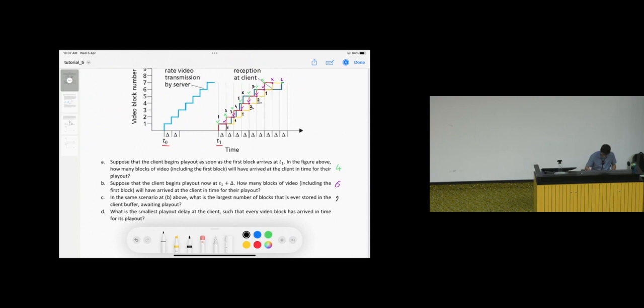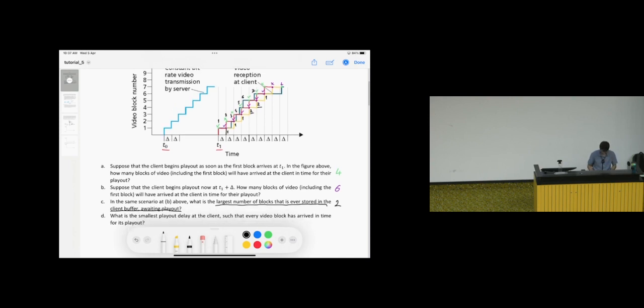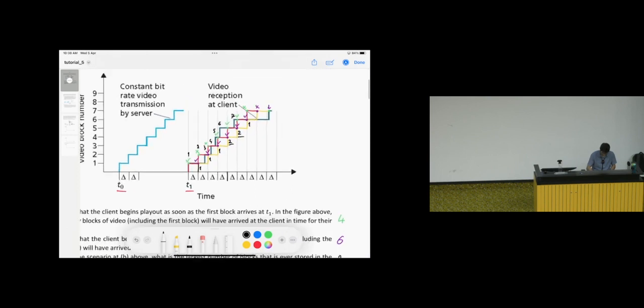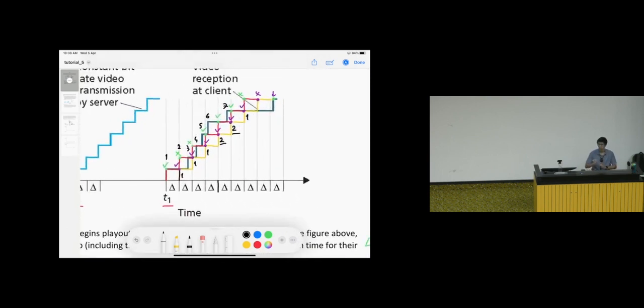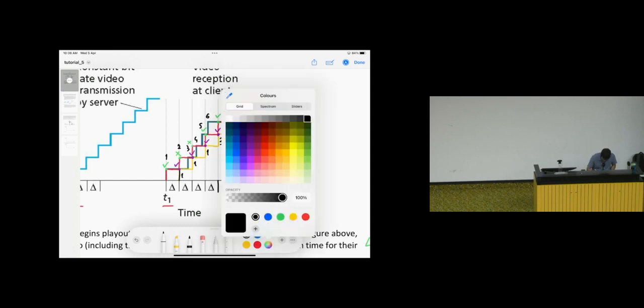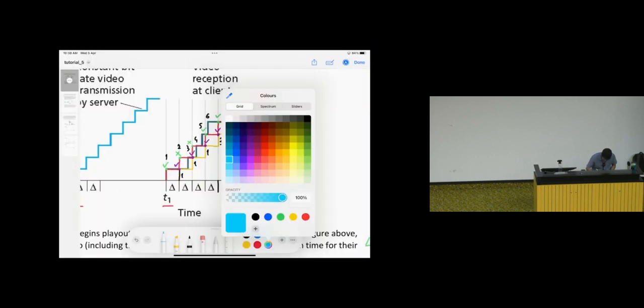So the question was asking the largest number of blocks that is ever stored in the client buffer awaiting playout. That is 2. And now we are looking at the smallest playout delay at the client such that every video block has arrived in time for its playout. So we need to draw the same step-by-step plot so that all the blocks can be played in time. Maybe use this color.